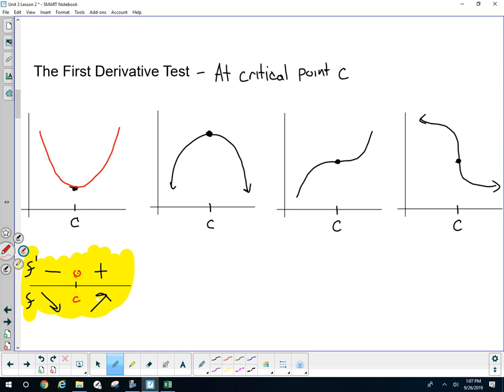Well, at the critical point C, we might have an undefined value. We shouldn't be afraid of that. It could be a situation where we have a sharp point.